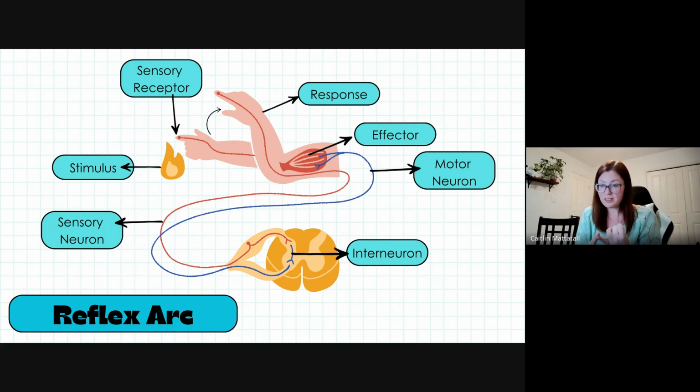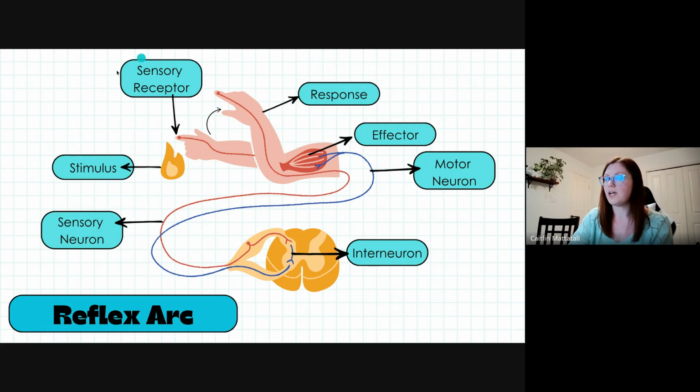So stimulus, sensory receptor, to sensory neuron, to interneuron, to motor neuron. The motor neuron is going to impact the muscle, which is usually an effector. And then that muscle is going to cause a response, which is usually to pull away or move away or run away or do something to protect you from that stimulus.